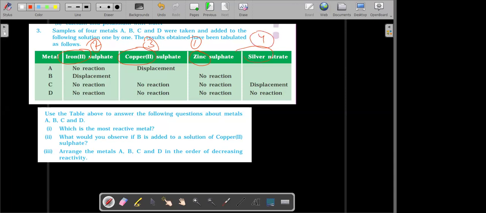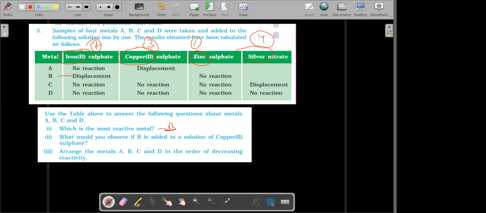Now, see this one. A is not causing any displacement reaction with iron, and B is causing a displacement reaction with iron. However, we observe here that there is no reaction occurring with zinc sulfate with any of them. So as per the given information, I can say that B is the most reactive. What would you observe if B is added to a solution of copper sulfate?